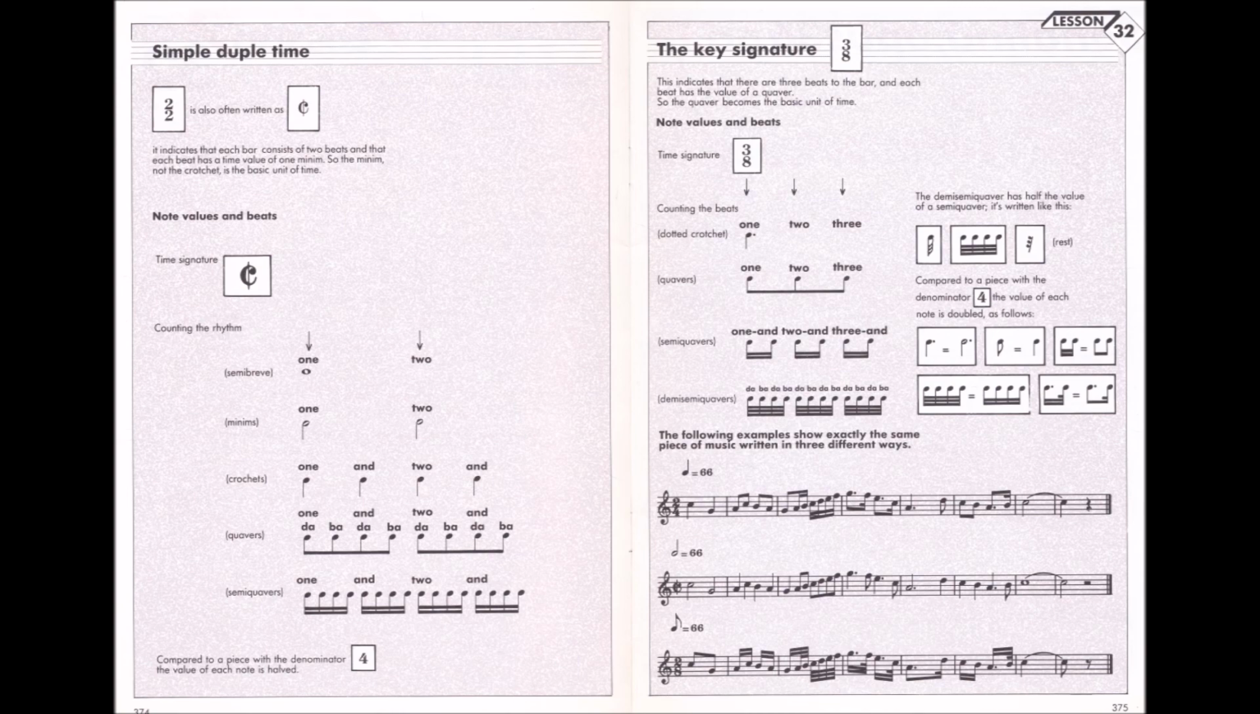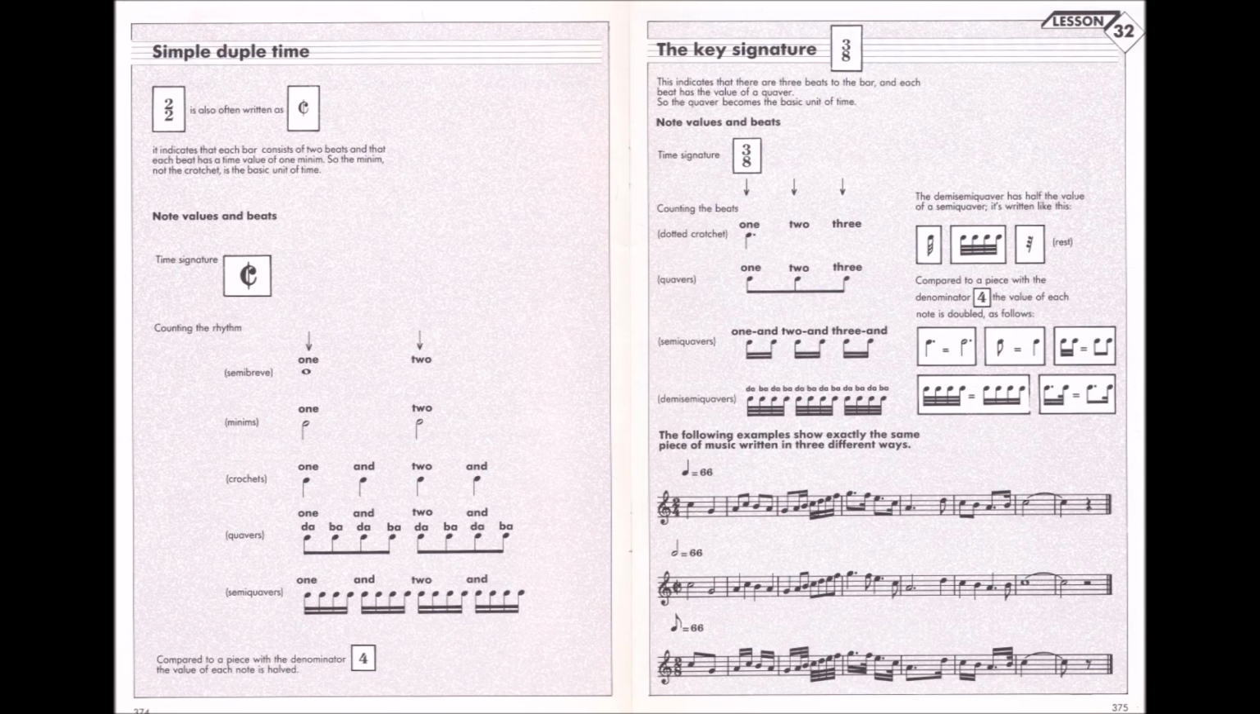A minim is now worth 1 beat instead of 2, a crotchet half a beat instead of a whole beat, and so on. In 3/8 time, the reverse happens. It's exactly like 3/4 time, except that the time value of each note is doubled. Quavers take the place of crotchets, and semiquavers replace quavers. So the quavers count as full beats. 1, 2, 3. And the semiquavers count as half beats. 1 and 2 and 3 and.